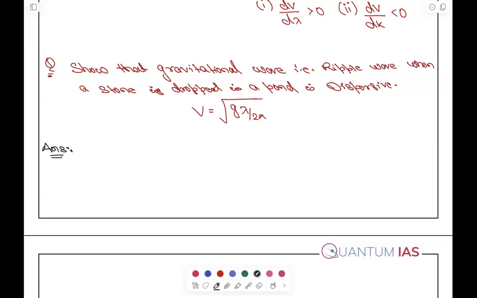How much are you getting, tell me. Vp by 2, Vg equal to Vp by 2. Very good. How many of you got this, Vg equals Vp by 2? Yes, got it.